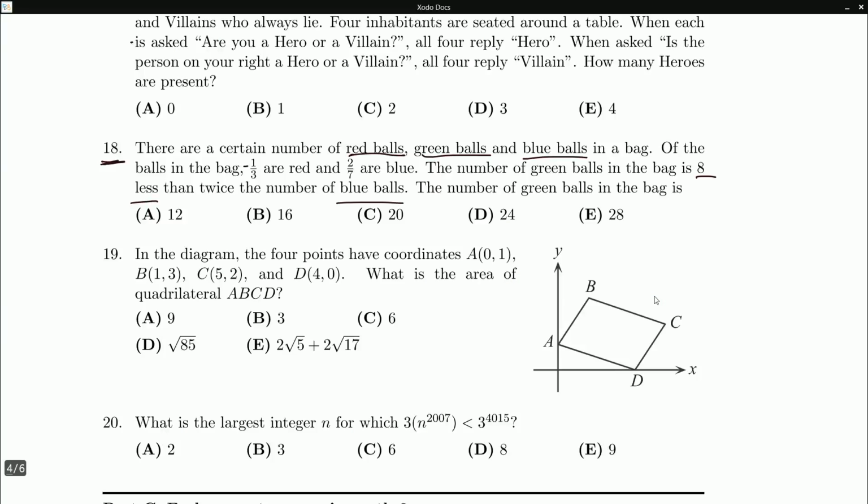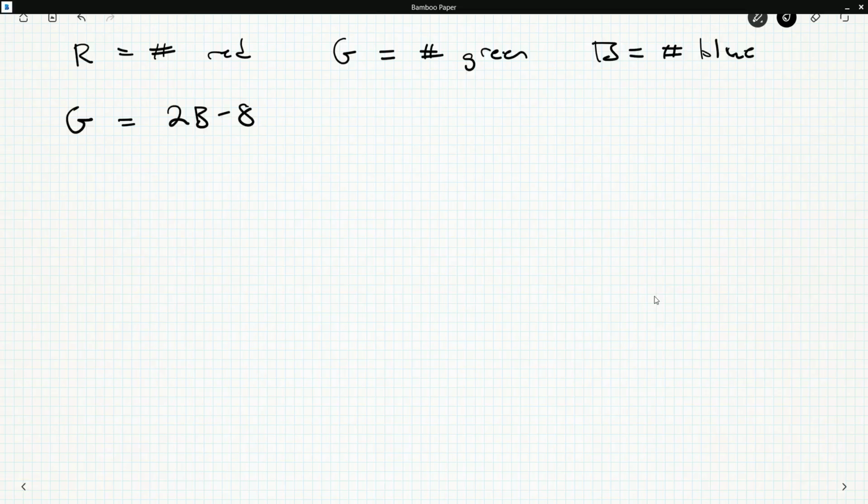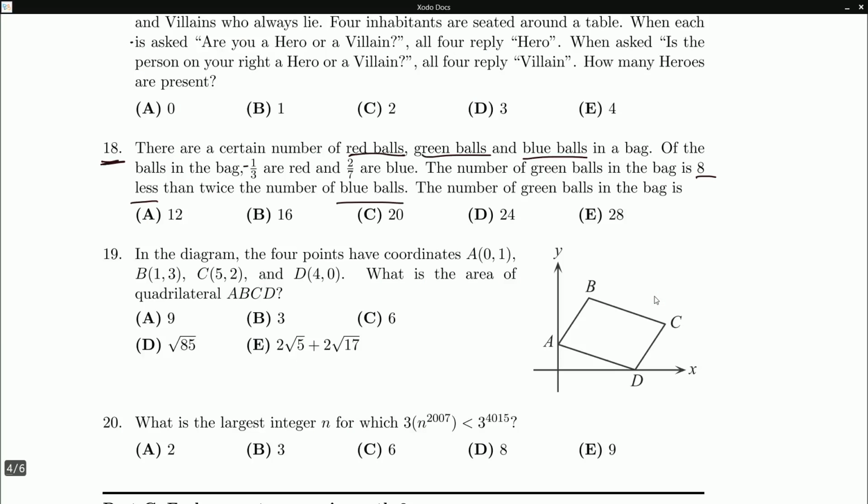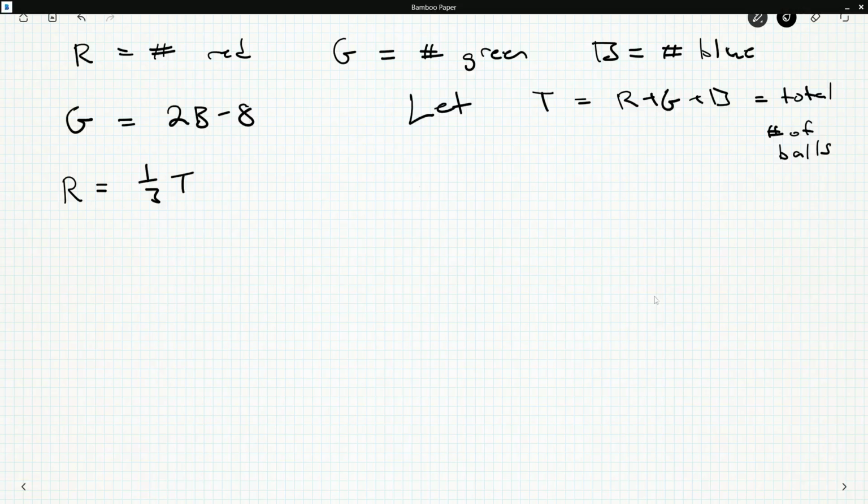We were told some fractions. Okay. I'm going to let T be the total number of balls. I don't know how many balls there are, but I can give a name to it. And now I know R is 1/3 T. It was 1/3, right? Yeah, 1/3 are red, 2/7 are blue.